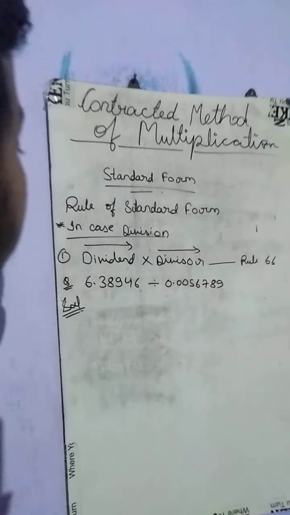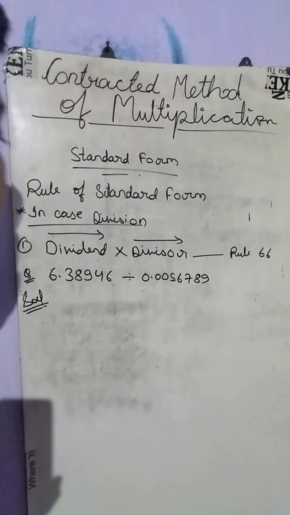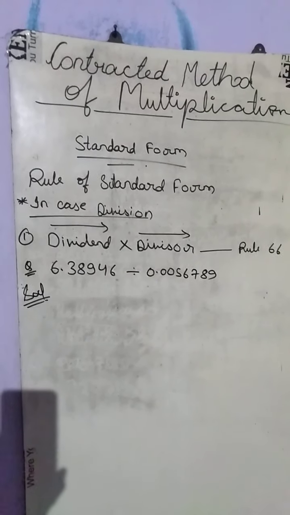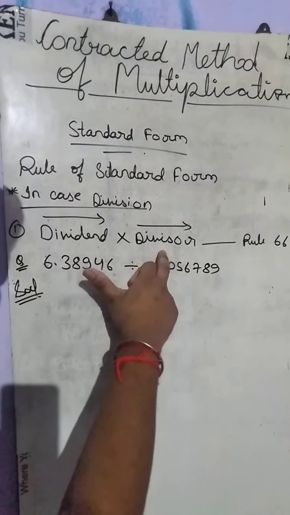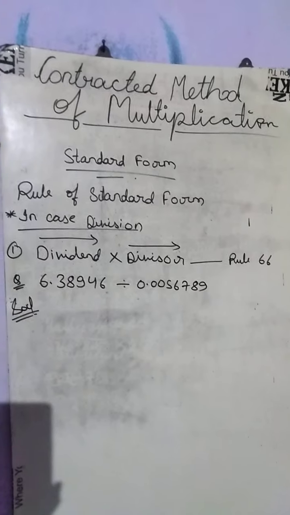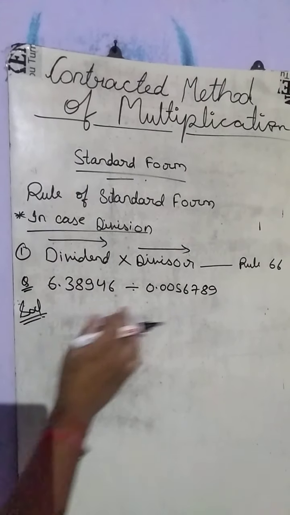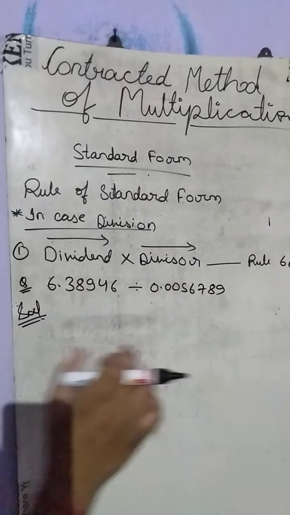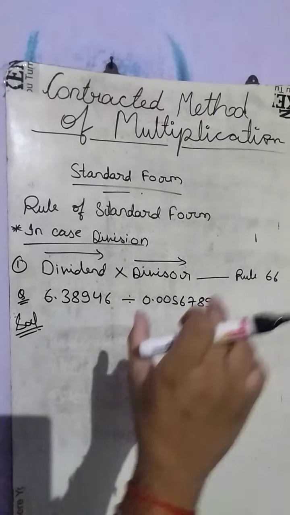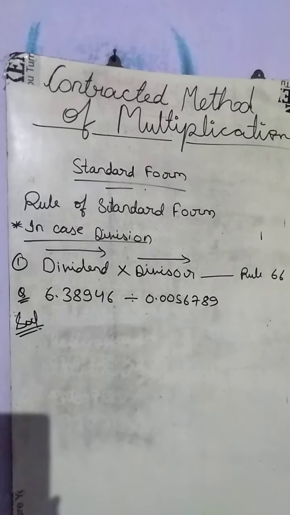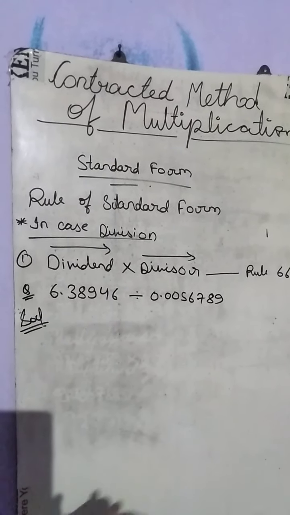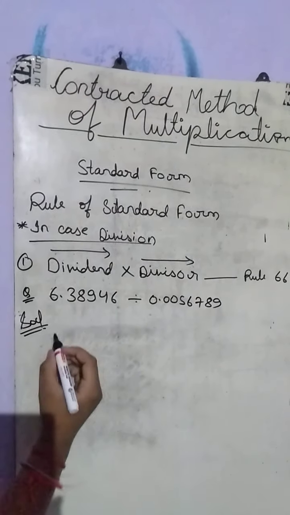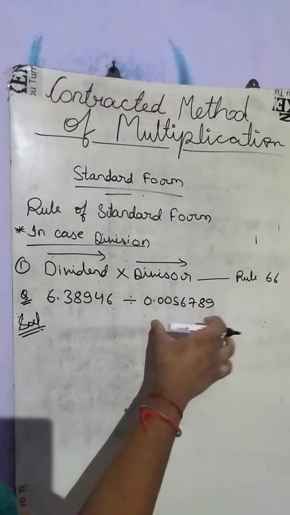So friend, we have discussed the case of multiplication. Now we are going to discuss the case of division. In case of division, dividend and divisor both move in the right direction. In this case the dividend will decrease, and the divisor will also decrease. In both cases they both decrease and move in the right direction, and this is called rule 66. So first we have to see the divisor.